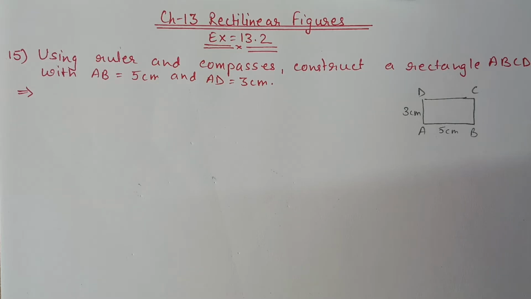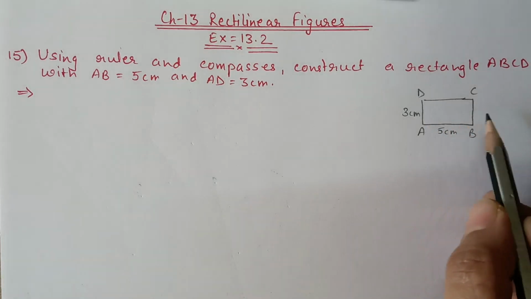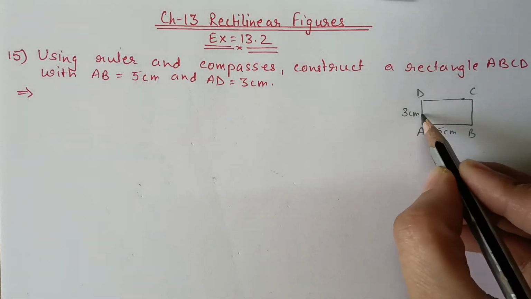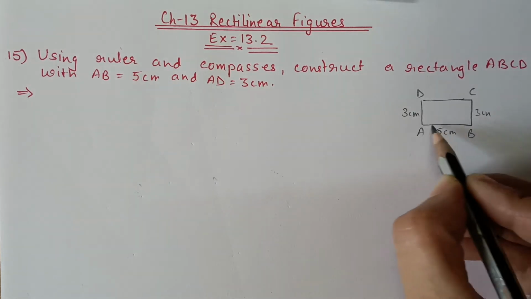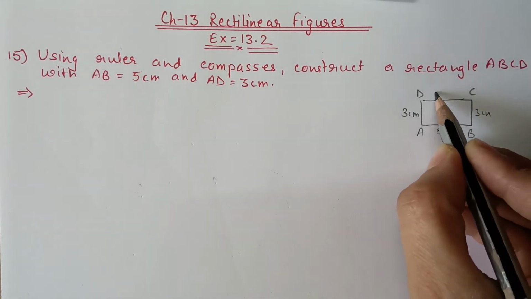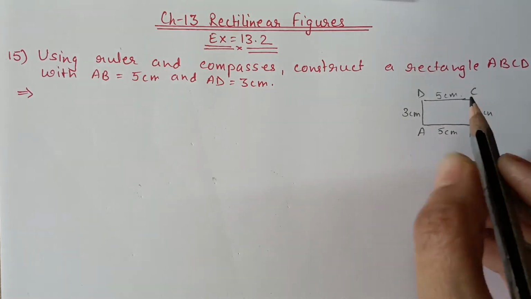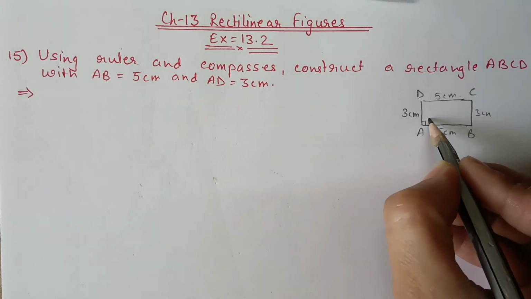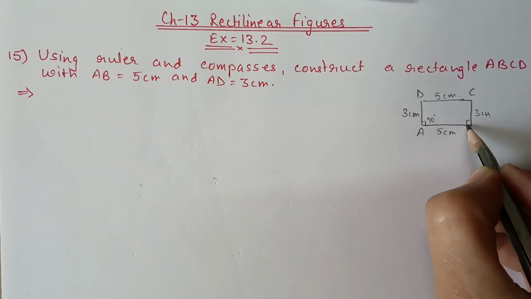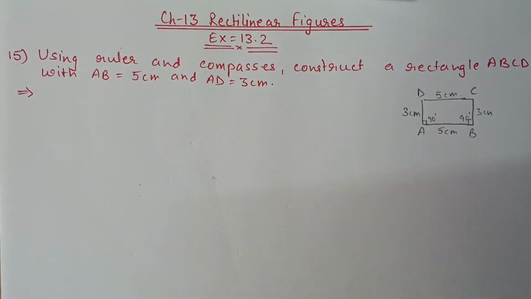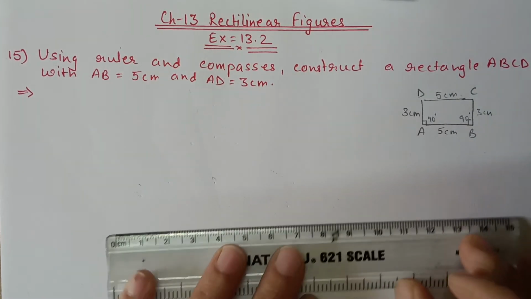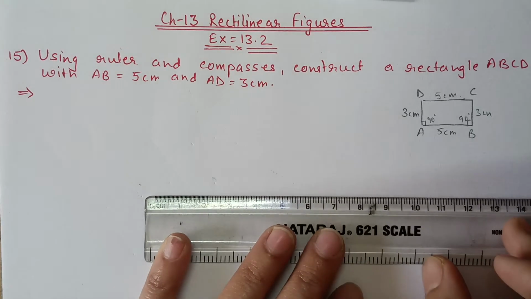Using ruler and compass, construct a rectangle ABCD with AB is 5 cm and AD is 3 cm. So we know opposite sides of a rectangle will be equal. So if this is 3, this will be 3. If this AB is 5, then DC also will be 5 centimeter, and all the interior angles of a rectangle are 90 degree. Now first of all we'll draw baseline AB, 5 centimeter.